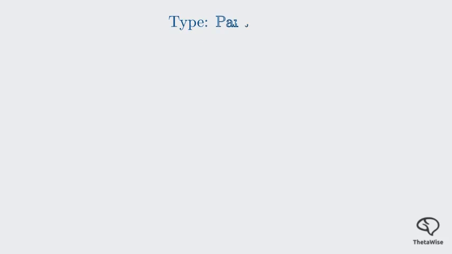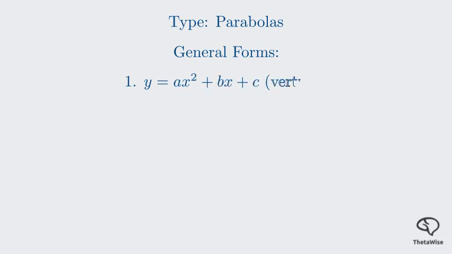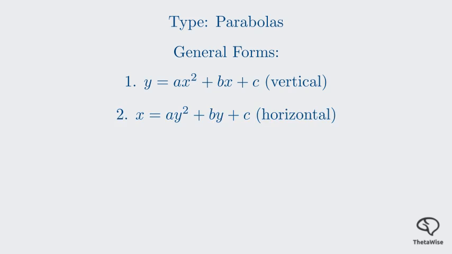Parabolas are defined by quadratic equations. A parabola can be in one of two general forms. Either y equals ax squared plus bx plus c, which gives you a vertical parabola, or x equals ay squared plus by plus c, which gives you a horizontal parabola. The coefficient a tells us two things: the direction the parabola opens and its width.